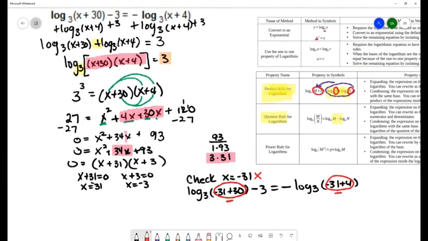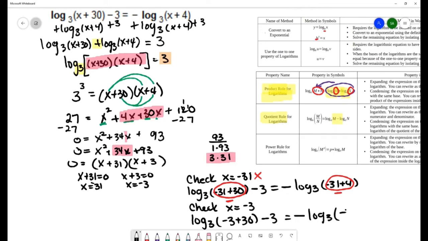So let's check the other one. Let's check x equals negative 3. We have log base 3 of negative 3 plus 30 minus 3 equals negative log base 3 of negative 3 plus 4. Negative 3 plus 30 is a positive value. Negative 3 plus 4 is a positive value. So we can keep that solution of x equals negative 3. And that is our solution for this log equation.